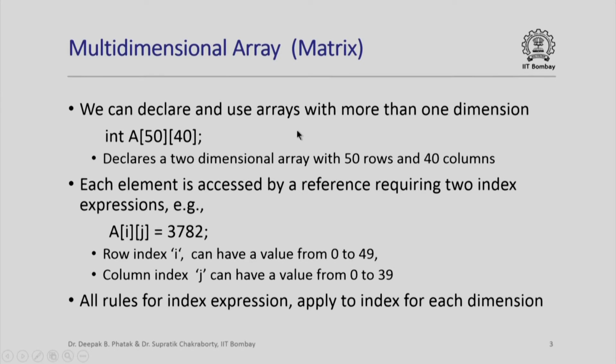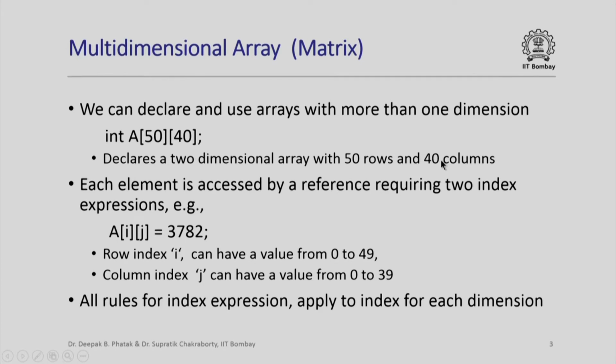We can in fact declare in C++ arrays with more than one dimension. A two-dimensional array would be declared in this fashion: int a[50][40]. Note that two dimensions are independently defined in terms of their sizes. So, this effectively means that a is an array containing integer elements. It has 50 rows and 40 columns.